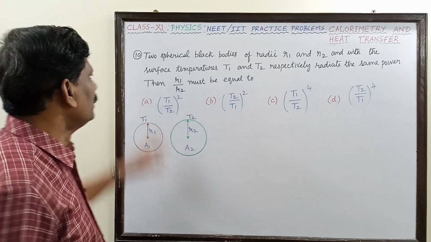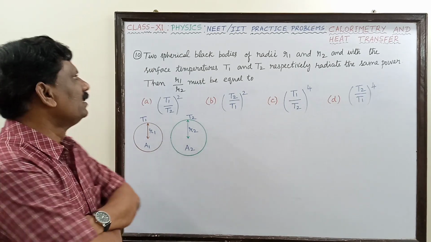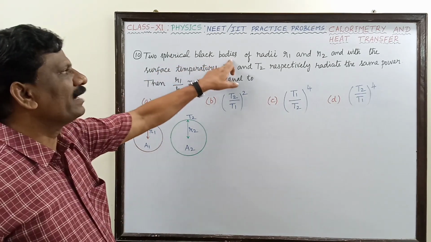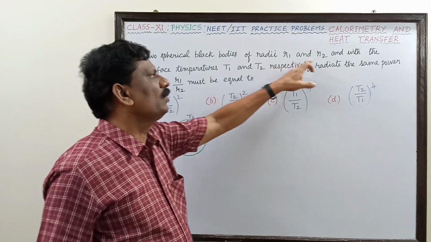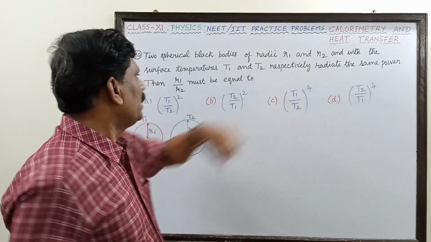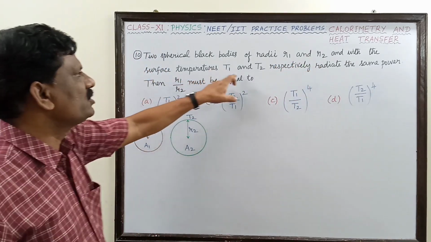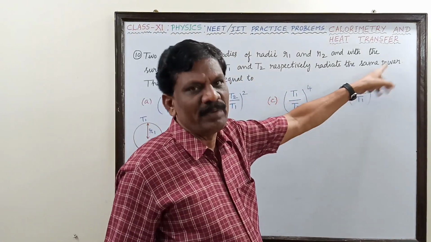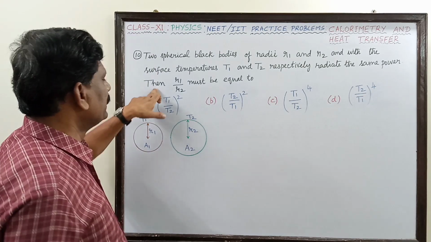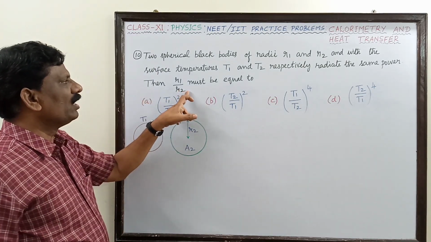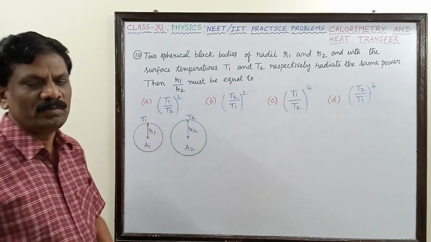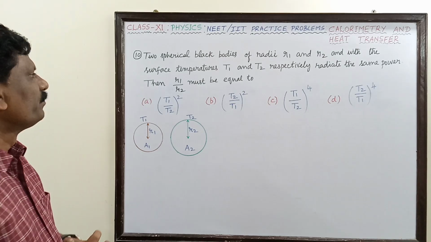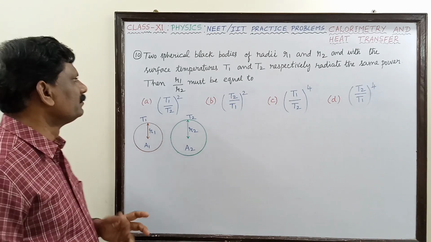Hi students, MCQ number 10. Two spherical black bodies of radii R1 and R2 and with the surface temperatures T1 and T2 respectively radiate the same power. Then the ratio R1 by R2 must be equal to how much, we have to find out. So, very interesting numerical problem.